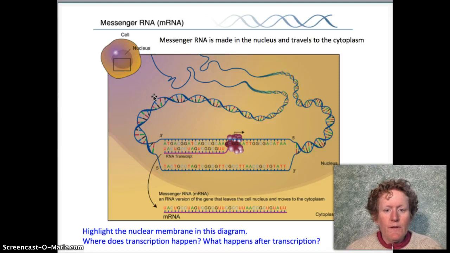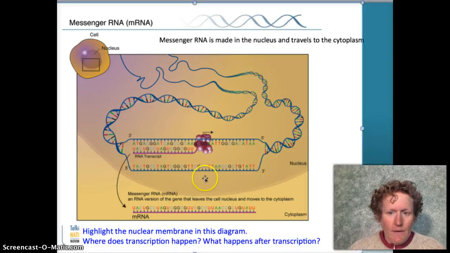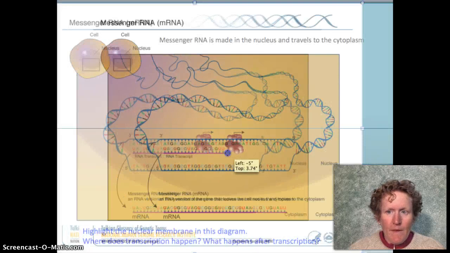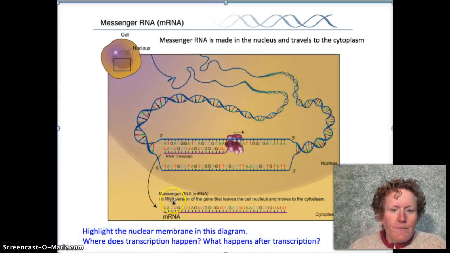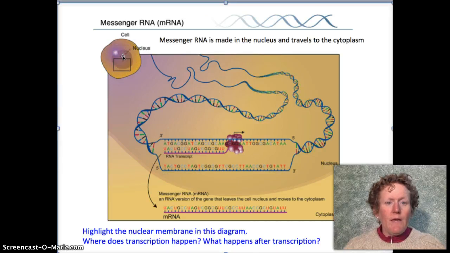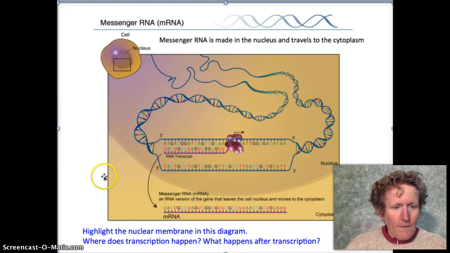Now we want to look for the nuclear membrane in this diagram, which is represented right here by this edge of this brown glob here. Now remember that transcription happens inside the nucleus. You can see this kind of a larger view of the cell from further away. Transcription is happening inside the nuclear membrane. Then once the mRNA is produced and kind of trimmed, it moves out to the cytoplasm and finds a ribosome.